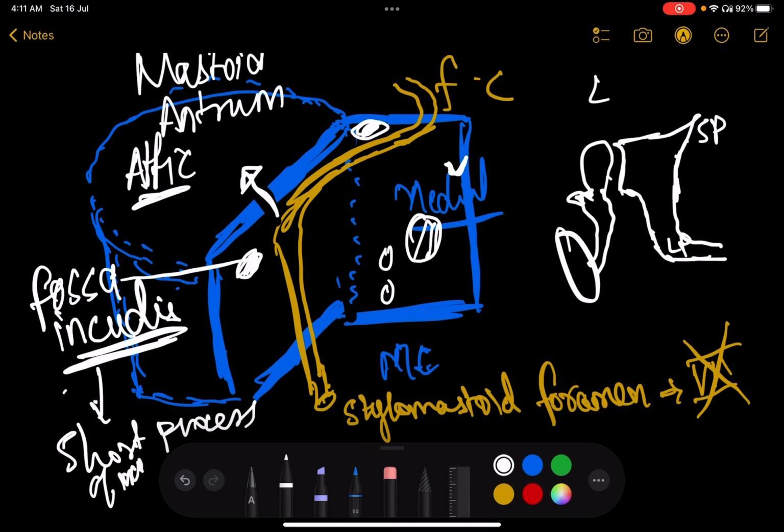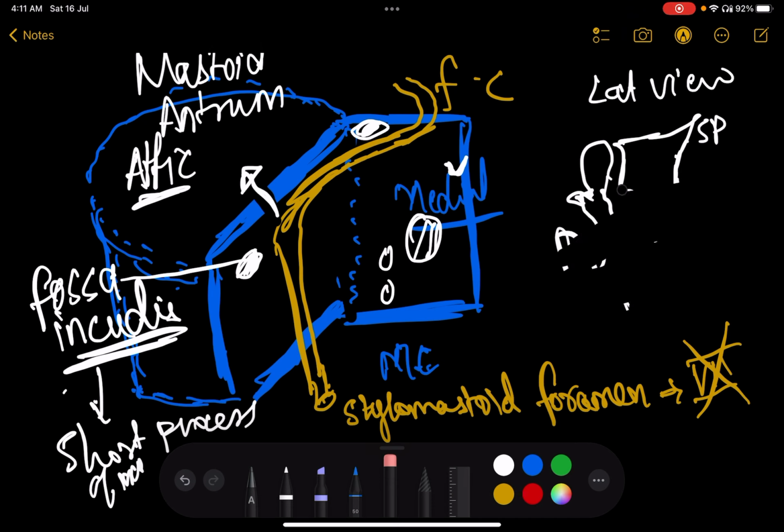Now I'm making this as a lateral view. Let's say you're standing in the middle here and you're looking from the side. But let's say you're looking from the front, what would it be? This would be your short process, and you would not be able to see the long process properly because it would be articulating with the stapes behind. So basically, this is the short process of the incus that is going to make an impression on the posterior wall called the fossa incudis.